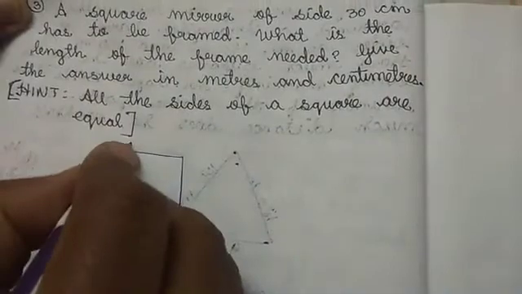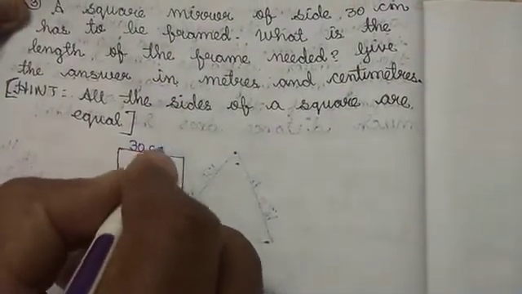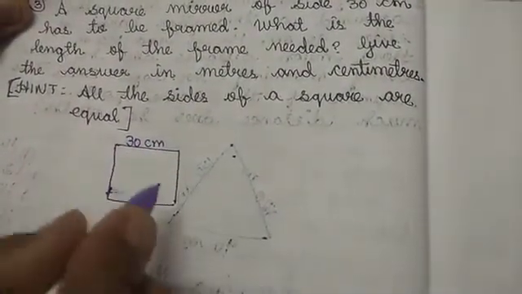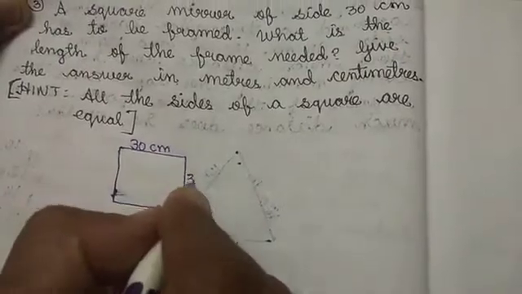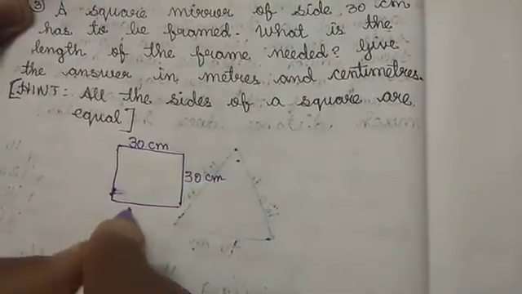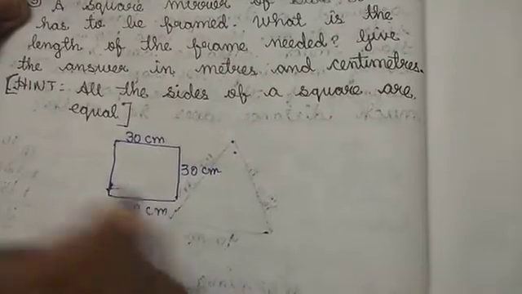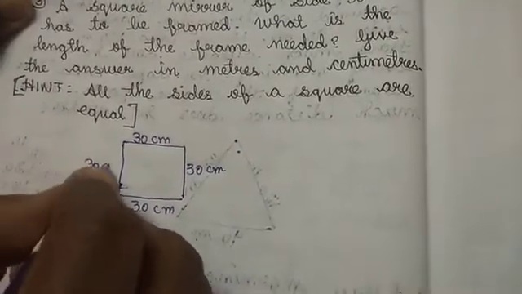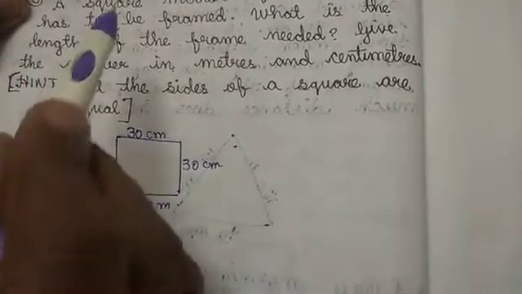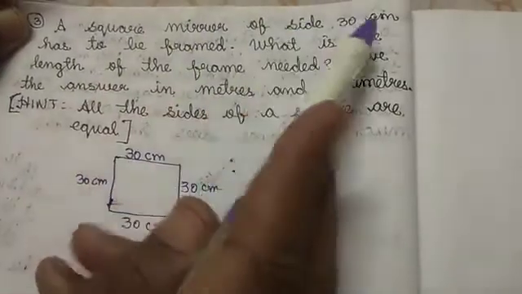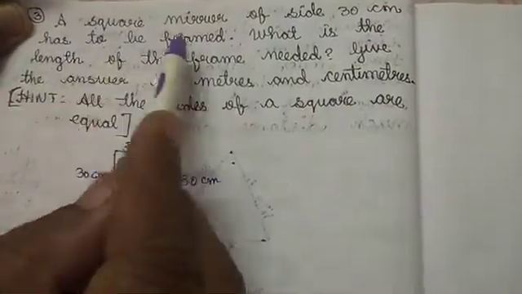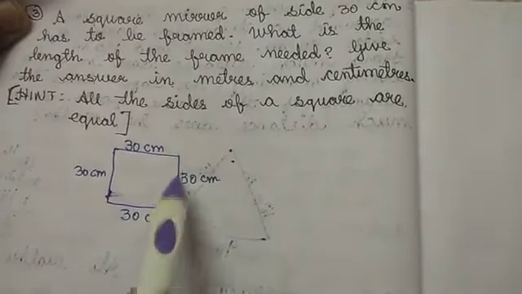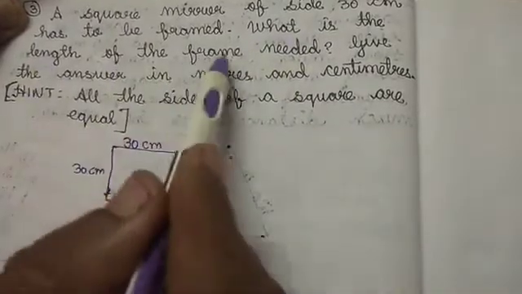See, how much centimeter, children? 30 centimeter. So, all the sides are equal means what will come, children? Here also 30 centimeter. Here also 30 centimeter. And here also 30 centimeter. Okay, children. A square mirror of side 30 centimeter has to be framed. What is the length of the frame needed?